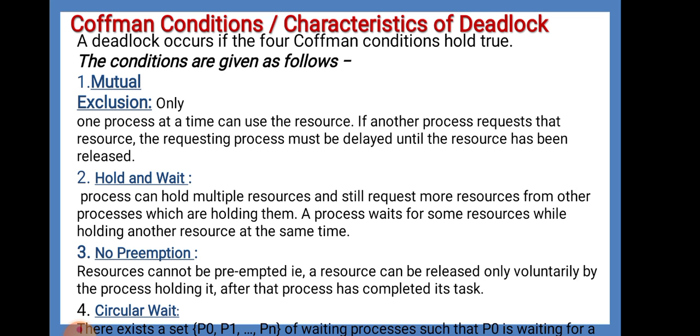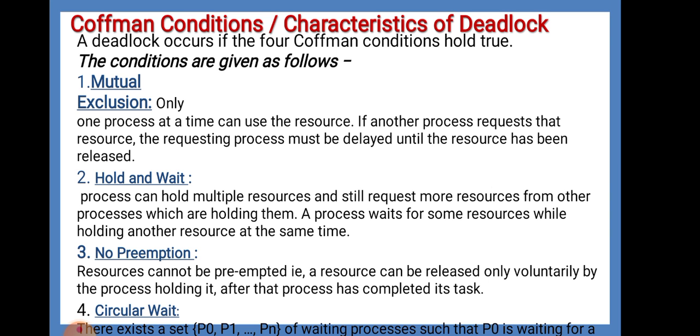After that, there are four conditions, or characteristics, of deadlock, which you may also call the Coffman conditions. A deadlock has to satisfy these following four conditions. One is mutual exclusion. We have already studied mutual exclusion while explaining the critical section. I hope you remember that.